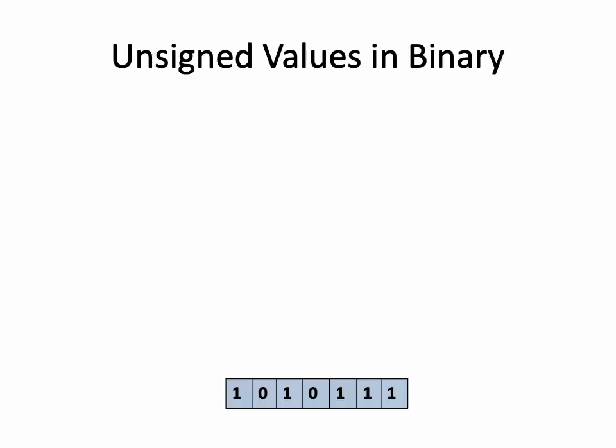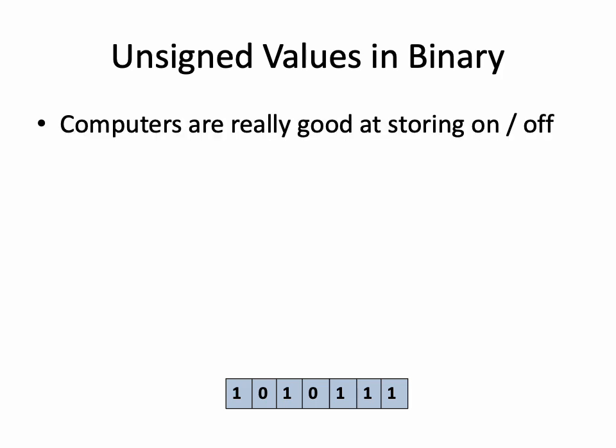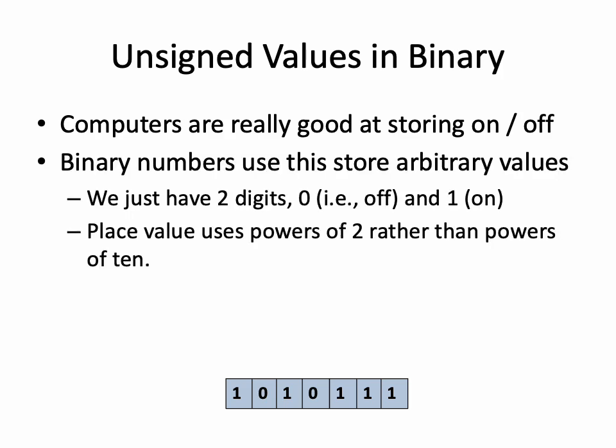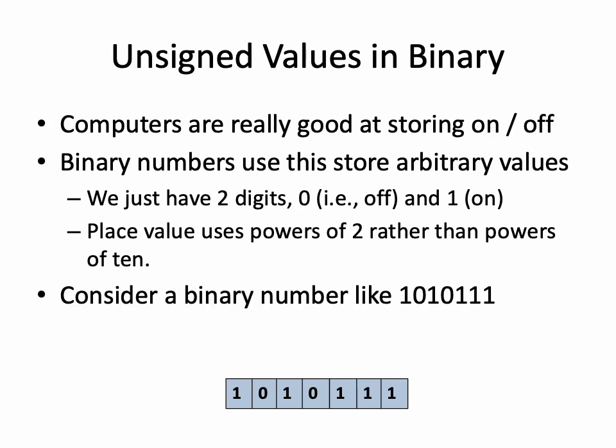Now, everything that we've done with decimal before, we can do with binary. Binary is base 2. So rather than having the digits 0 through 9, I have the digits 0 and 1, binary digits, aka bits. The reason that we like to use binary rather than base 10 is because of the way computers are built. Computers are really good at storing on and off. Binary numbers use this to store arbitrary values. We just have 2 digits, 0 is off, 1 is on, and the place value uses powers of 2 rather than powers of 10.